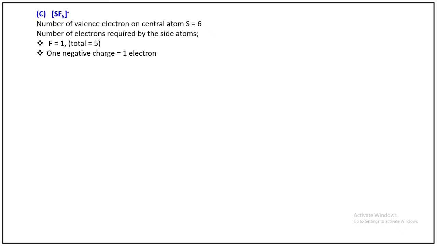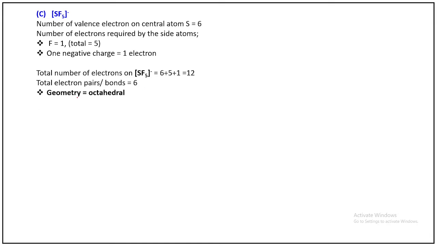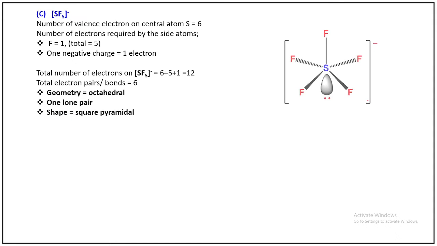So in this molecule there is one negative charge. So it means we have to add 1 electron. So the total number of electrons will be 6 from sulfur, 5 from 5 fluorine atoms, 1 from the negative charge, which is 12. So the total electron pairs is 6, geometry octahedral, 1 lone pair, and shape will be square pyramidal.